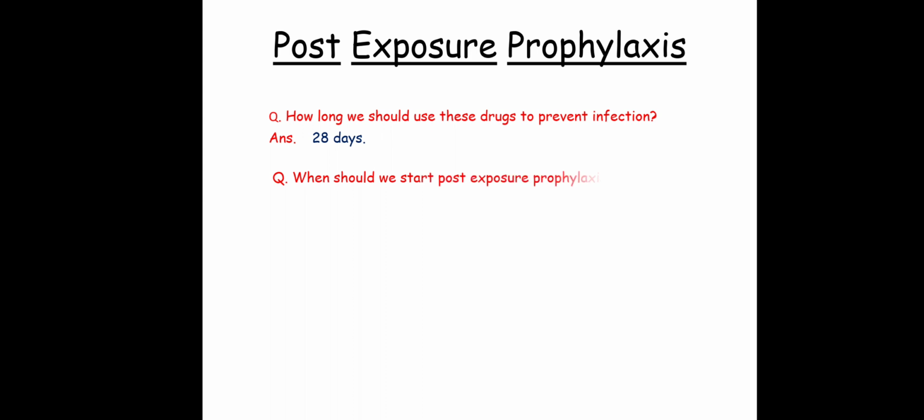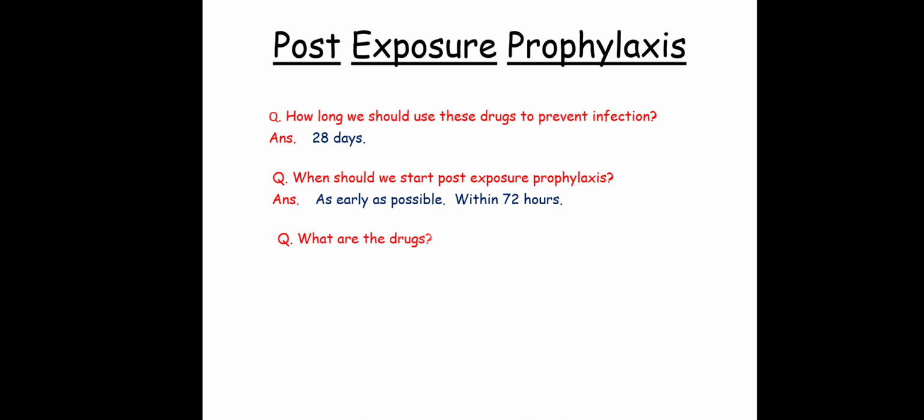The next important question is, when should we start this post exposure prophylaxis? And the answer is as early as possible. Obviously, we need to start it as early as possible, and the maximum limit is that we need to start it within 72 hours, that is 3 days, but as early as possible. The later we do, the higher the risk of HIV infection development. So we have to start this prophylaxis as early as possible.